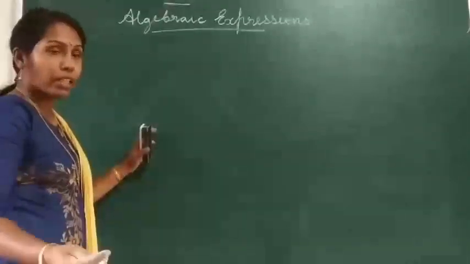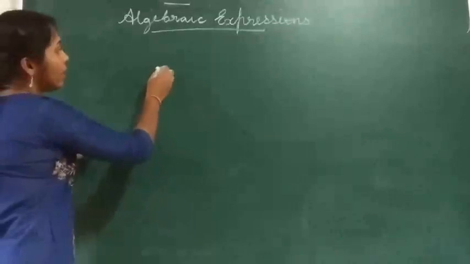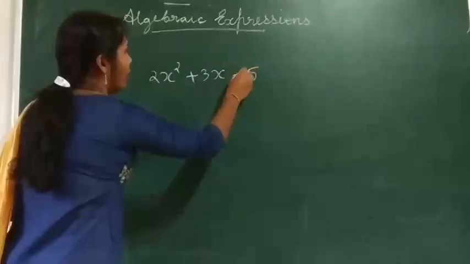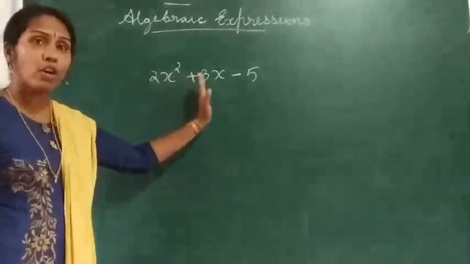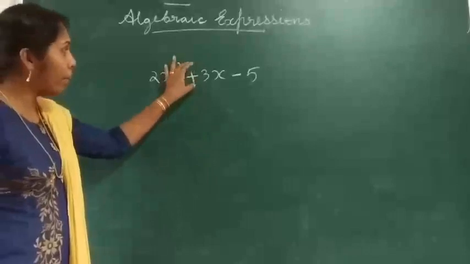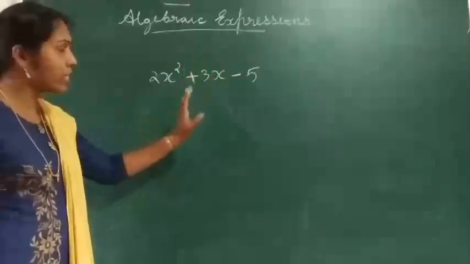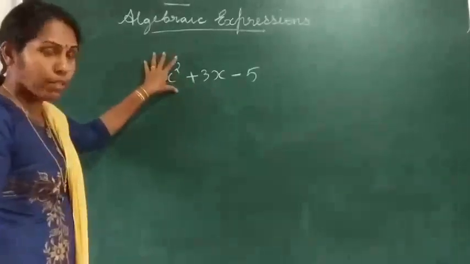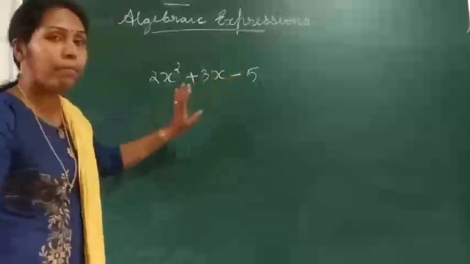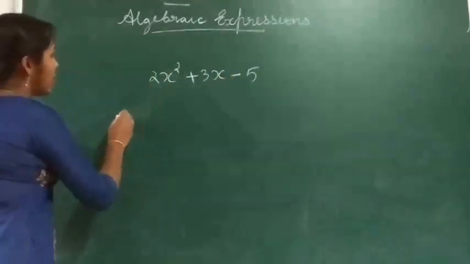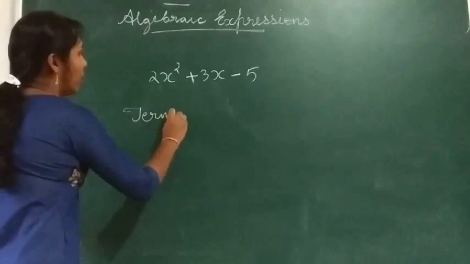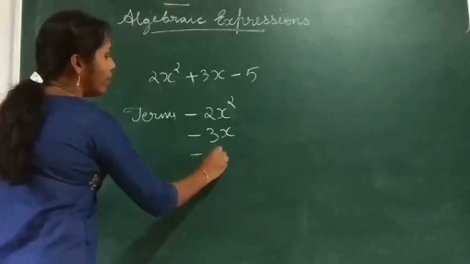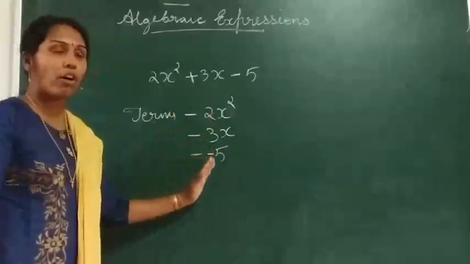We can understand what are the terms of algebraic expressions. Let us consider an algebraic expression, 2x square plus 3x minus 5. The various parts of an algebraic expression separated by a plus sign or a minus sign are known as the terms of the algebraic expression. For example, here we have 3 terms, because these 3 terms are separated by plus or minus. Therefore, the terms of this expression are 2x square, 3x and minus 5. These are the various terms of this algebraic expression.